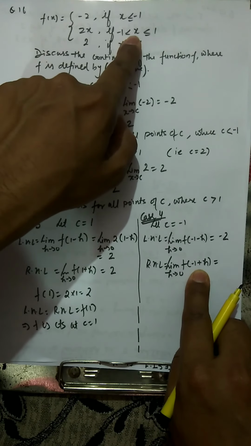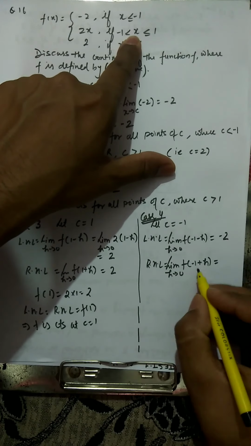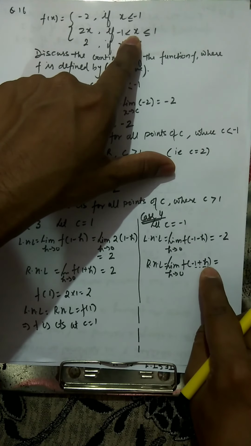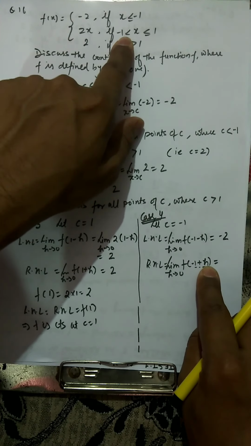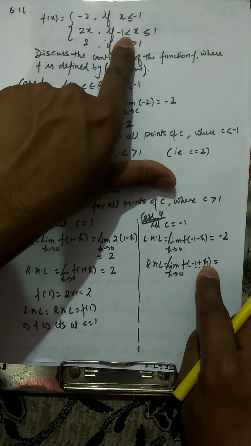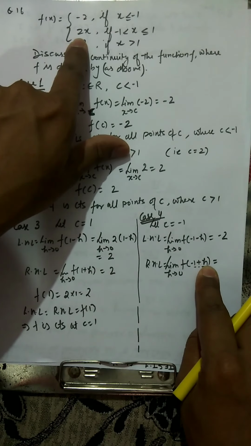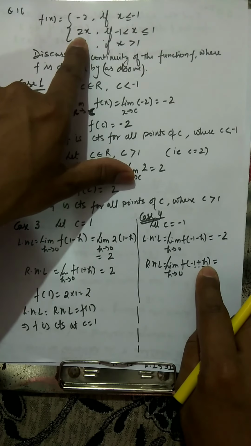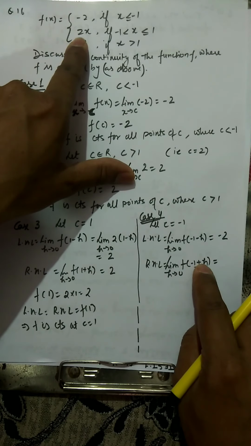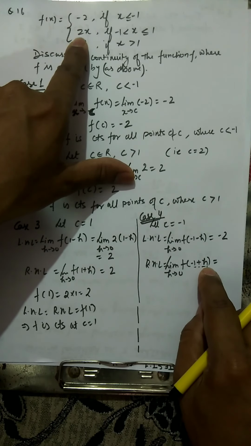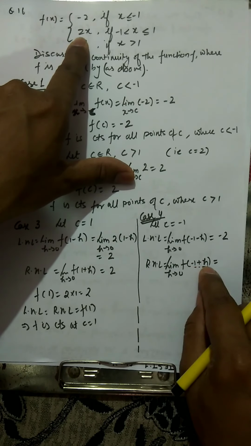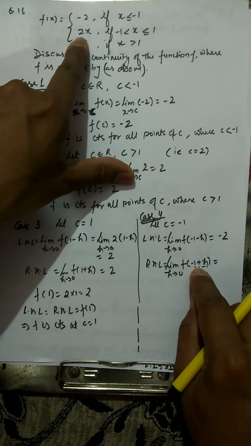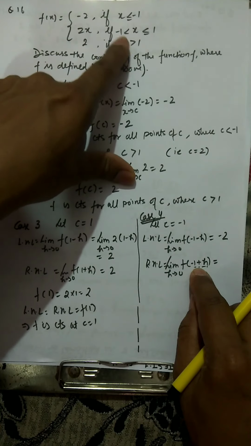Now this value for the time being is minus 0.9, and minus 0.9 is greater than minus 1. If it is greater than minus 1, your function is 2x. If some of you are getting confused, please take some examples. That h I am taking as 0.1, a very small positive value. So minus 1 plus 0.1 will be minus 0.9, and minus 0.9 is greater than minus 1.